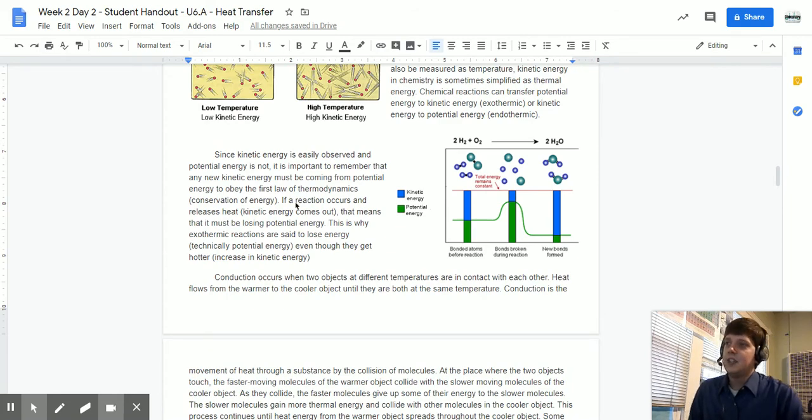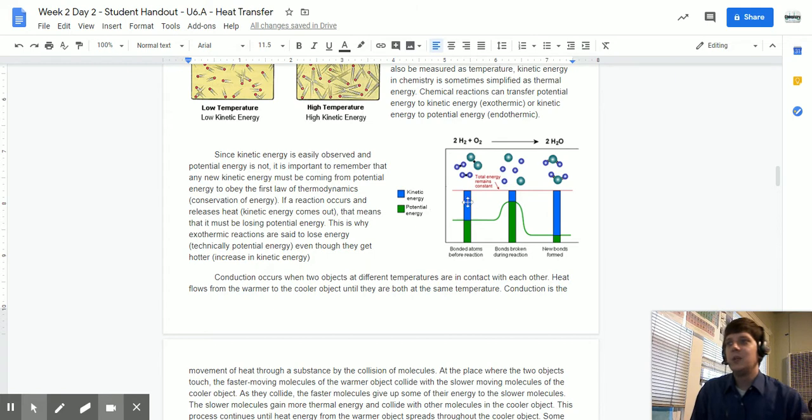Since kinetic energy is easily observed and potential energy is not, it is important to remember that any new kinetic energy must be coming from potential energy to obey the first law of thermodynamics, conservation of energy. If a reaction occurs and releases heat, kinetic energy comes out, that means that it must be losing potential energy. This is why exothermic reactions are said to lose energy, technically potential energy, even though they get hotter, which is an increase in kinetic energy.